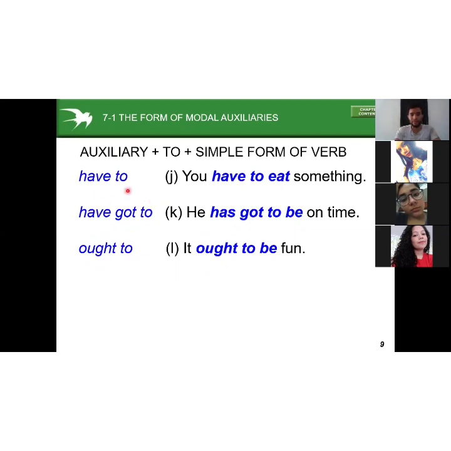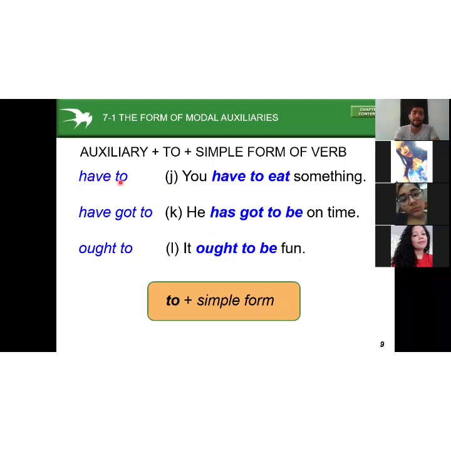Modal verbs or semi-modal verbs, let's call them all modals. What do they have in common? All of them finish in to: have to, have got to, and ought to. Again, we have the simple form of the verb, like the infinitive form. In the examples, you have to eat something, or he has got to be on time, and it ought to be fun. All of them use to plus the simple form of the verb.